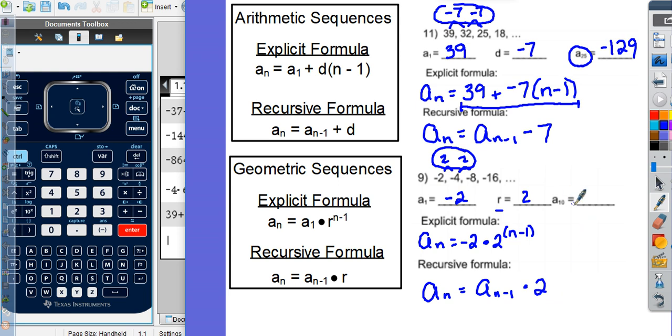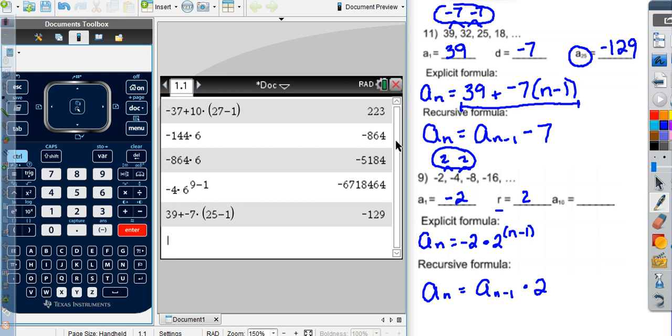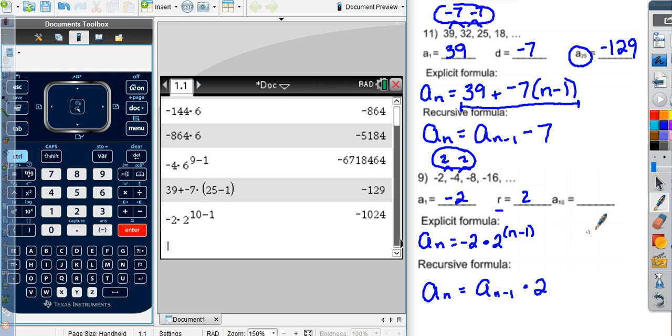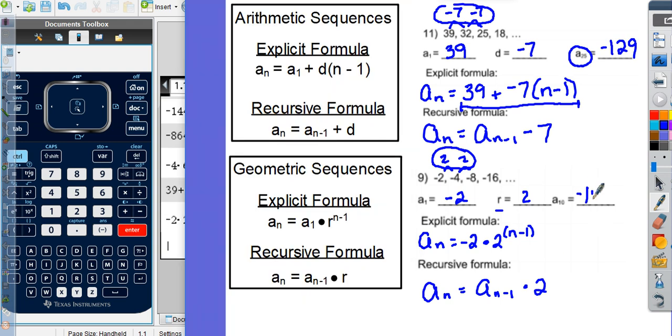All right, last part here. This problem, we're just going to plug this in. So I want a sub 10, so the 10 is going to go in for the n. And we'll go negative 2 times 2. Hit that house top right there. That gives me my exponent. In parentheses, n is 10 minus 1. Once you have that typed in, our answer is going to be negative 1024.